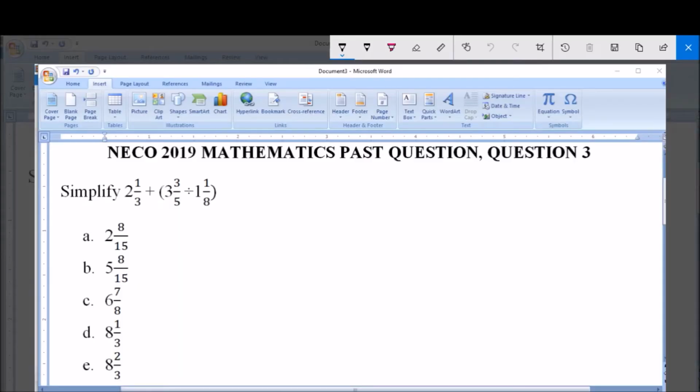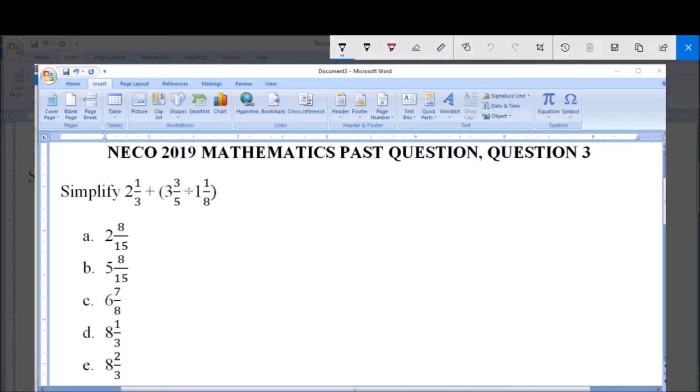Mathematics past question 3. Simplify 2 whole number 1 over 3 plus, in brackets, 3 whole number 3 over 5 divided by 1 whole number 1 over 8. A: 2 whole number 8 over 15, B: 5 whole number 8 over 15, C: 6 whole number 7 over 8, D: 8 whole number 1 over 3, and E: 8 whole number 2 over 3.